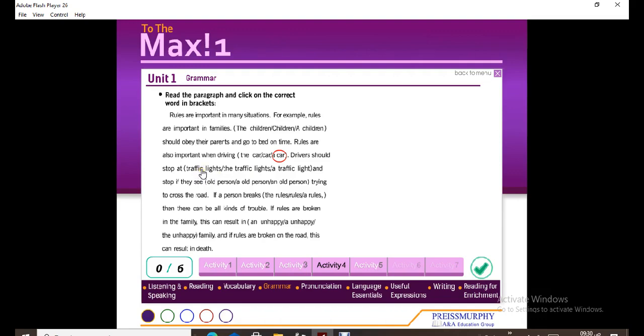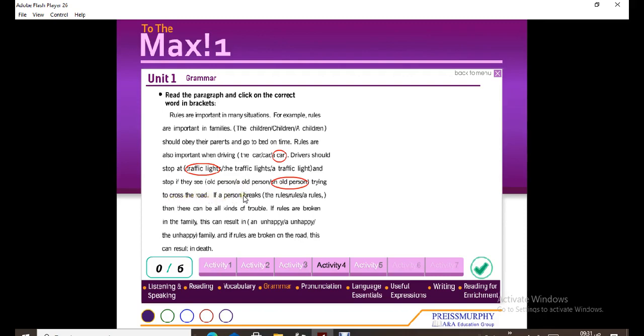So, drivers should stop at traffic lights. Okay, I mean all traffic lights. And stop if they see an old person trying to cross the road. Old person is a vowel sound, so I'm not going to choose a, I'm going to choose an: an old person.